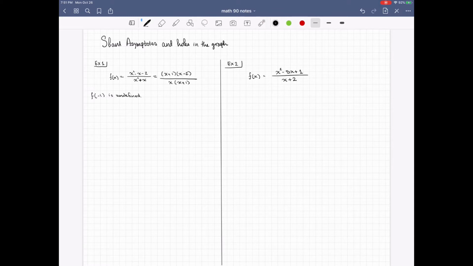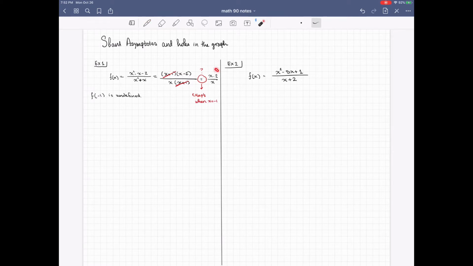All of this is true. But the fact that you have these matching factors means that there is something different going on here. As I was talking, I went ahead and crossed out the x plus 1s, and we said that, well, it looks like this function is the same as x minus 2 over x. Well, is it really though? And as it turns out, the answer is yes, except when x is -1.